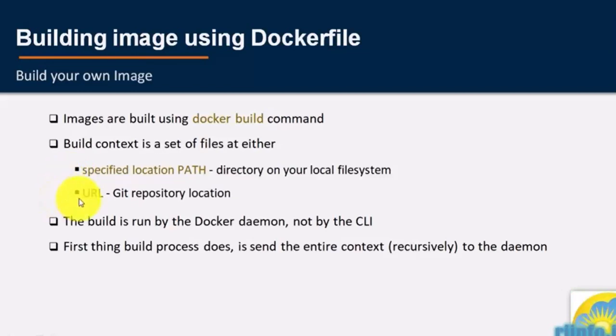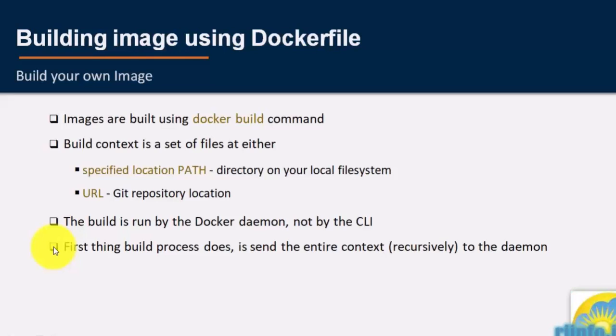The path is a directory on your local file system, whereas the URL is a Git repository location. A context is processed recursively, so a path includes any subdirectories and the URLs include the repository and its submodules. The build is run by the Docker daemon, not by the CLI. The first thing a build process does is send the entire context recursively to the daemon. As a best practice, we should add only the files needed for building the Docker file in the build context.